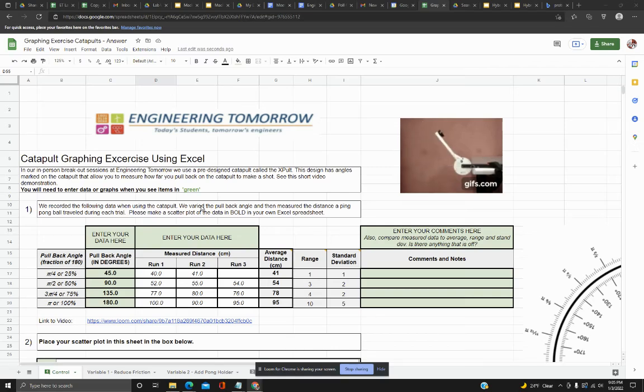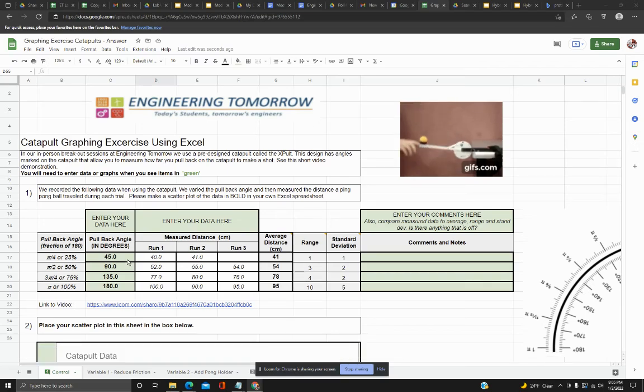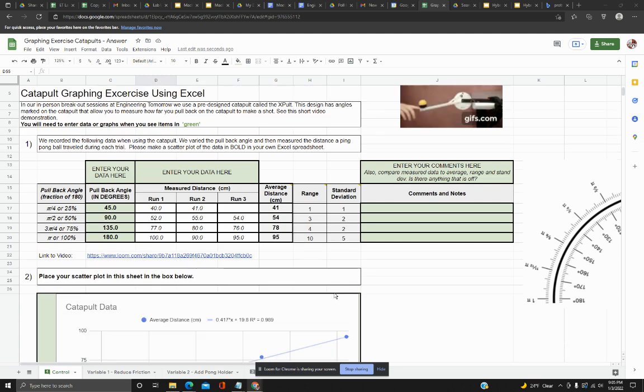All right, we're doing good. We're rolling. We entered our data, we averaged it, we got the range and standard deviations. Also, we can see that some things are off. Like when we're predicting, our prediction at 180 degrees has a range of 10 and a standard deviation of 5. So there's some things going on there.